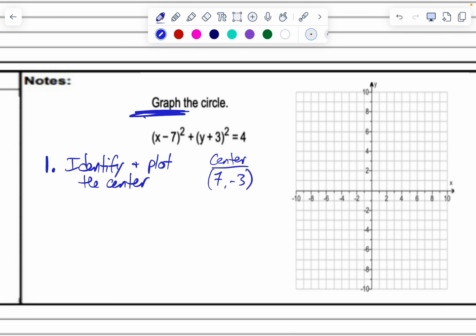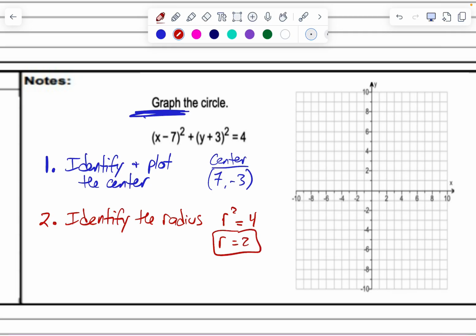7, -3. Good job. Okay, and then step 2. Identify the radius. So what is the radius? R squared equals 4, so r equals 2, right? Maybe I should write r equals the square root of 4, which is 2. Okay, so you're going to identify the radius and graph points.